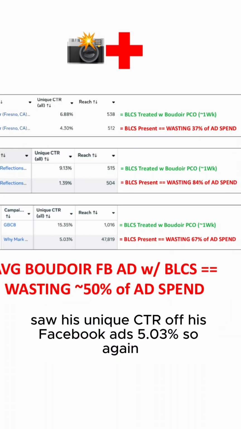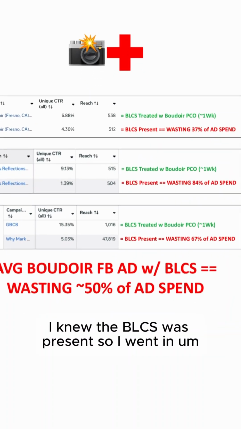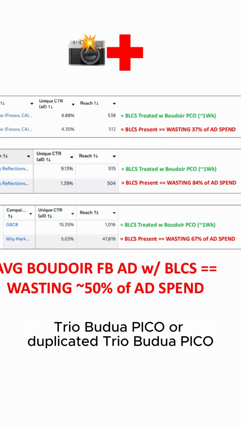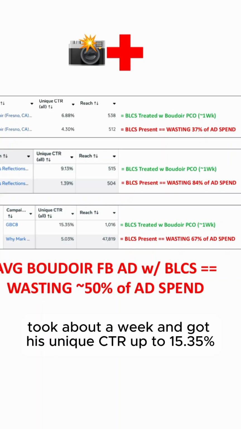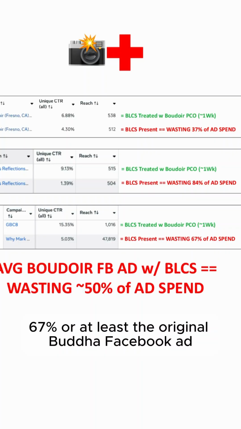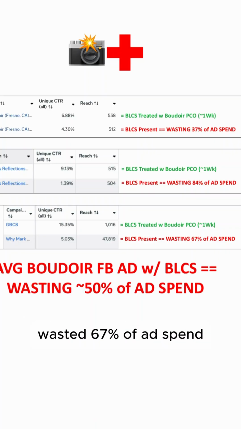So his unique CTR of his Facebook ad is 5.03%. So again, I knew the BLCS was present. So I went in, duplicated the Trio Boudoir Pico, took about a week, and got his unique CTR up to 15.35%. So I found out he was wasting 67%, or at least the original boudoir Facebook ad was wasting 67% of ad spend.